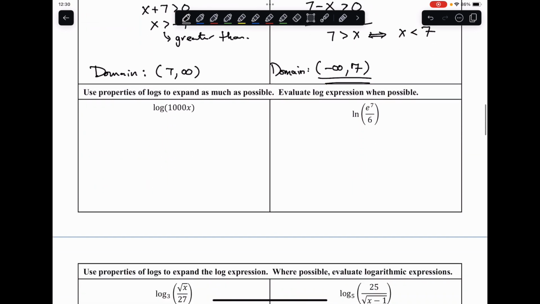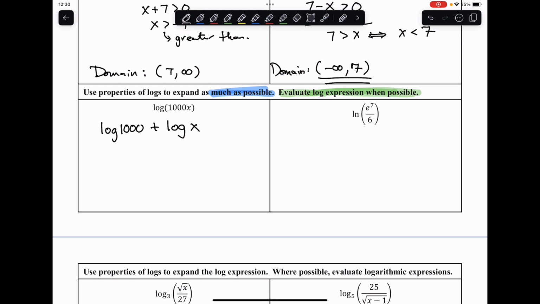Now, to use the properties of log to expand as much as possible, that's a key thing, we want to expand as much as possible, and we want to make sure that we evaluate this, okay? So you want to do those two things. If you do not expand as much as possible, then this will end up being incorrect. So the full expanded form of the one on the left here is the common log of 1,000 plus the common log of x. So that's as expanded as this expression can get.